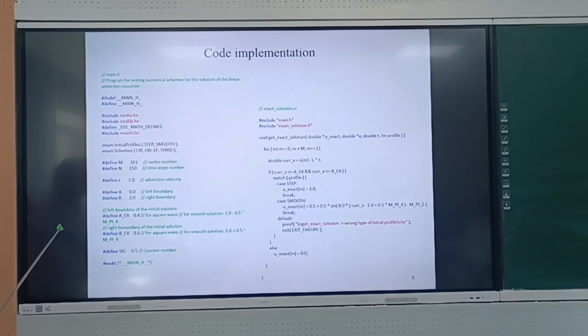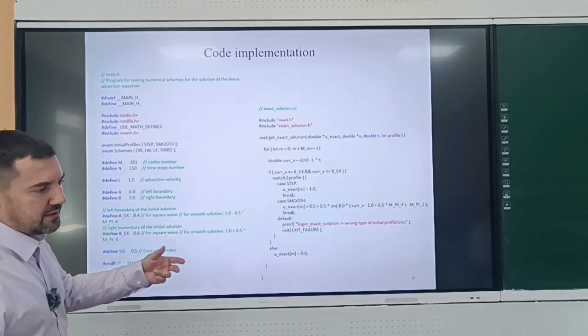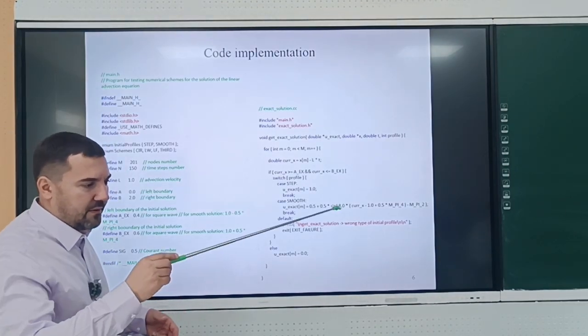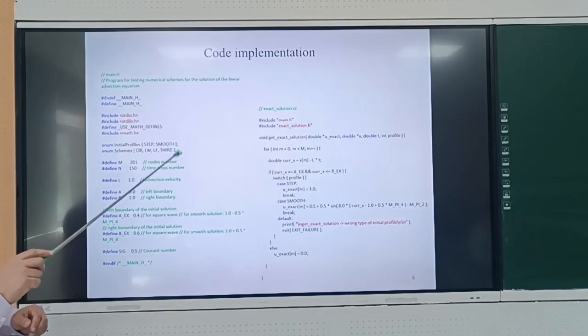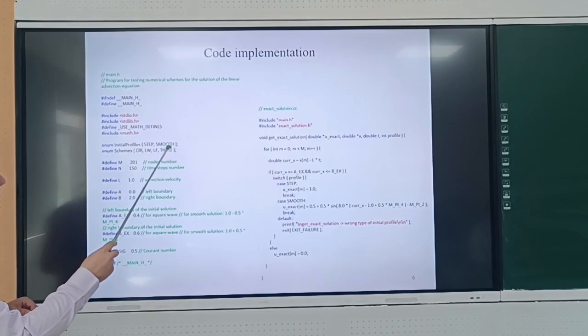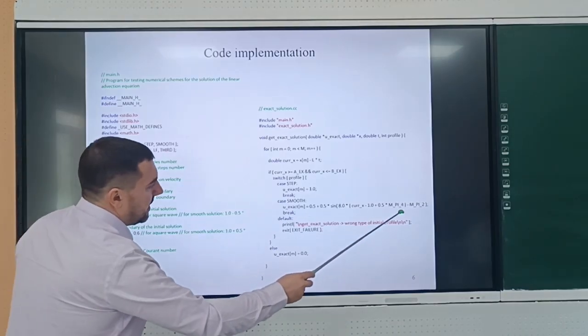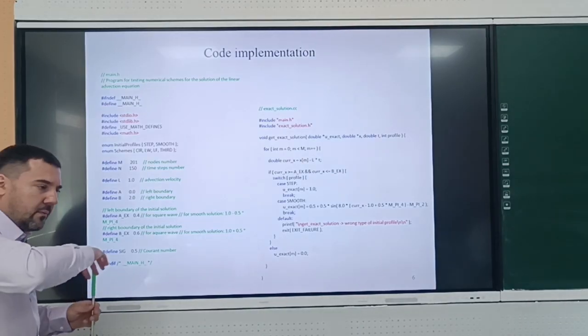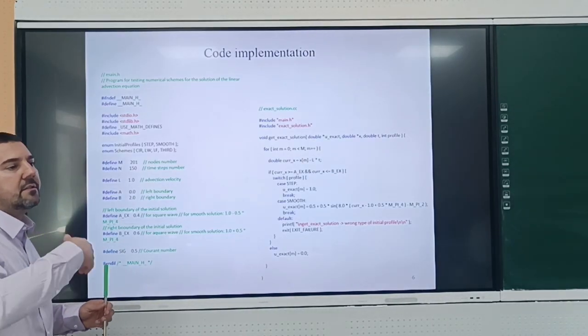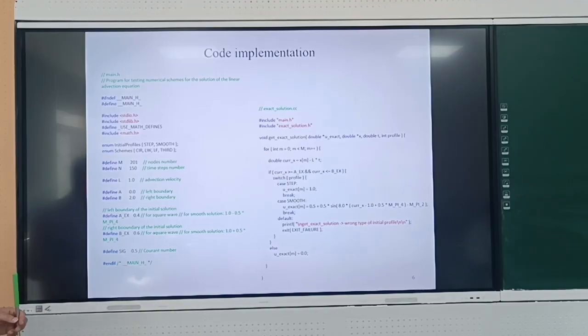Actually, the square wave or step is the most difficult initial condition, because all these spurious oscillations usually occur only on discontinuities. But if you take, for example, a smooth solution like this one, you will see that the Lax-Wendroff scheme also works well. So if you have a very smooth solution, even high order methods work well.